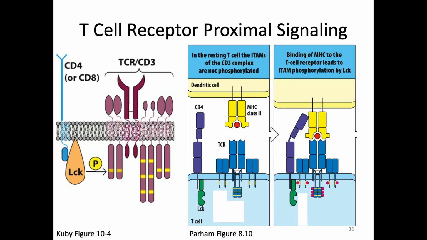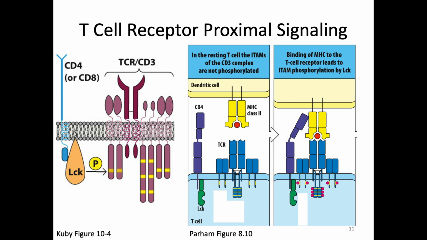The first step of T-cell receptor signaling is shown here. I've actually already told you a bit about this when we talked about the T-cell receptor, but I'll tell you about it again here. You can also see from the title that this is listed as T-cell receptor proximal signaling. That really means that it's the beginning. It's the things that are happening right close to when the receptor gets a signal.